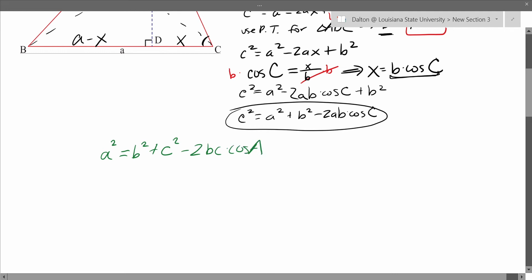There's one of them. The second law is b squared equals a squared plus c squared minus 2ac times the cosine of B. And then lastly, the one we just found, c squared is equal to a squared plus b squared minus 2ab times the cosine of C.